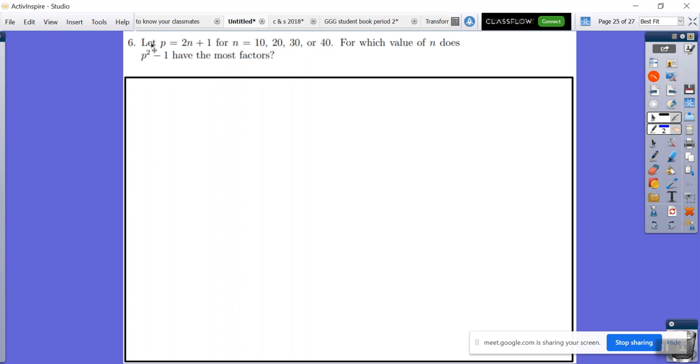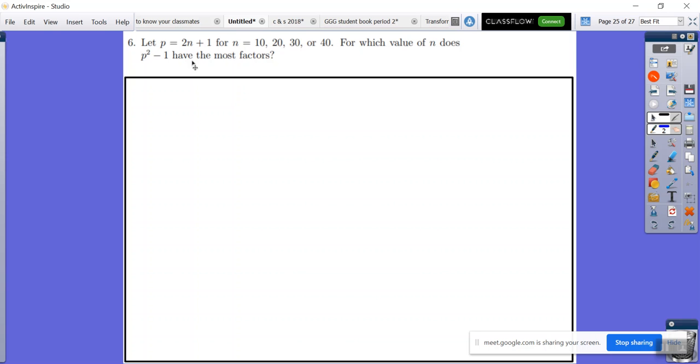So, we're going to let p equal 2n plus 1, and for n is equal to 10, 20, 30, or 40, which value of n does p squared minus 1 have the most factors? There's a lot going into this problem. So, how many people got this one right? I did. Ooh, very good.